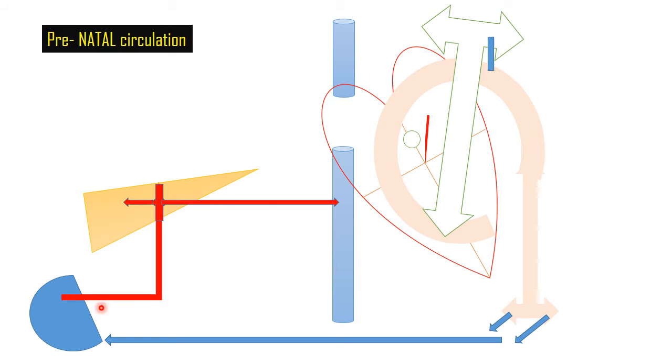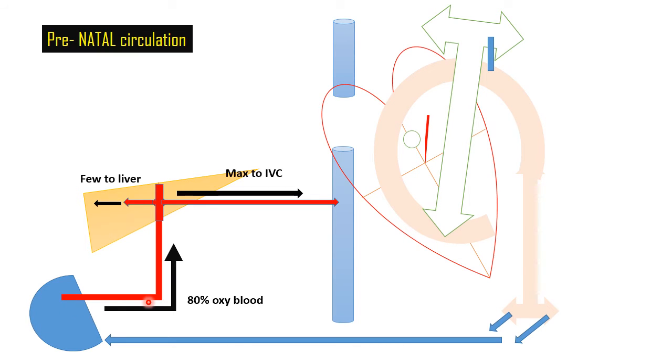In this prenatal circulation, the oxygenated blood from the placenta through the umbilical vein enters the liver, where a small amount of blood supplies the liver, and the maximum amount of blood enters the right atrium through the inferior vena cava. From the inferior vena cava we get the oxygenated blood, and from the superior vena cava we get the deoxygenated blood. So both oxygenated and deoxygenated blood are mixed here.